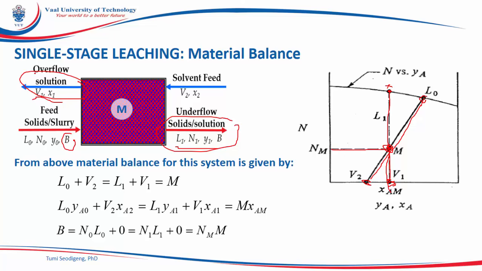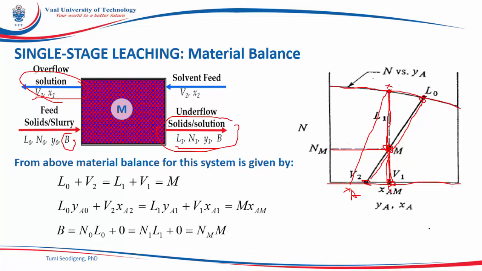The overflow solution and the solution entrained in the solids will have concentrations that can be read from the Y versus N versus YA and the N versus XA equilibrium lines where they are joined by a tie line. In a situation where the tie lines are angled, it will be something like this, and then you will read your YA here, and your XA will be here.